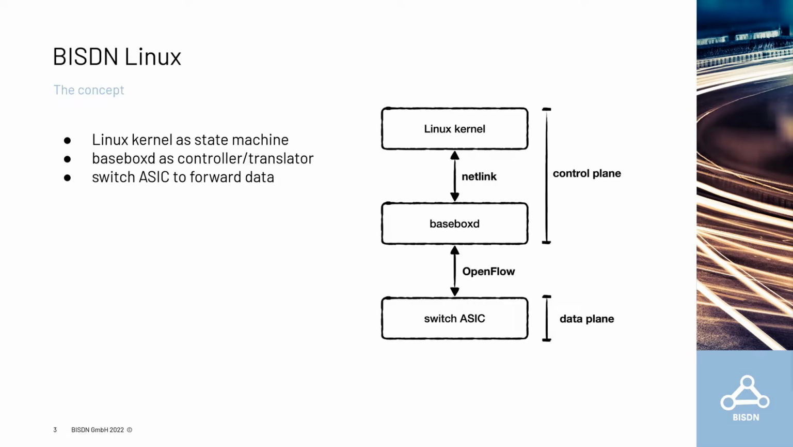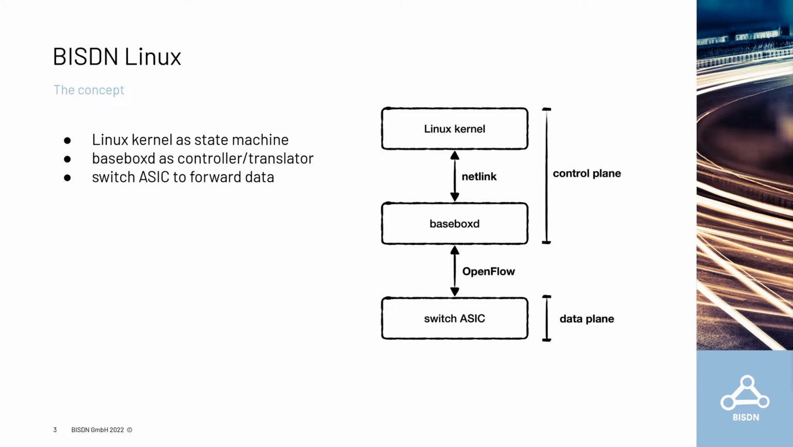Let's first look at the abstract concept of how BISDN Linux works. The basic idea is to use the Linux kernel as a state keeper, which stores things like VLAN configuration and IP addresses of interfaces. Apart from those relatively static configurations, it also maintains dynamic state in routing and forwarding tables, and learns neighbors from traffic that comes in on interfaces.